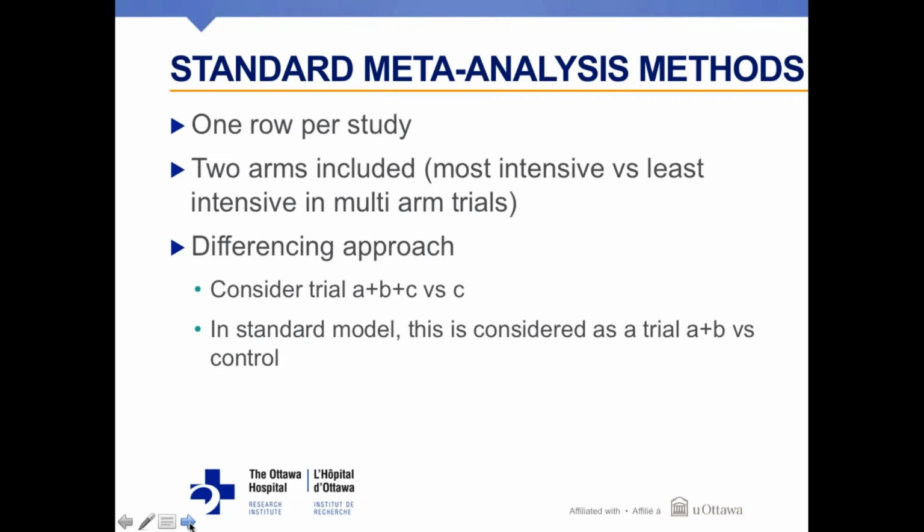If there are active components, if it's an active intervention arm, which is quite common in our review, what ends up happening is the difference effect, that one effect per study, is assumed to be the difference between the arms. So if a trial had components A, B, and C in one arm versus C, what the standard model gives us is information about A and B, and component C is lost, even though it may be contributing to an effect.